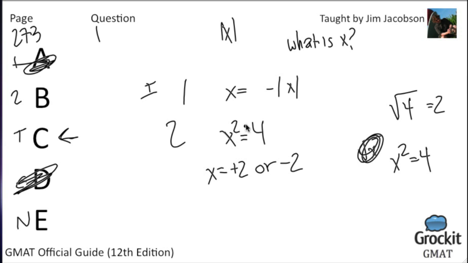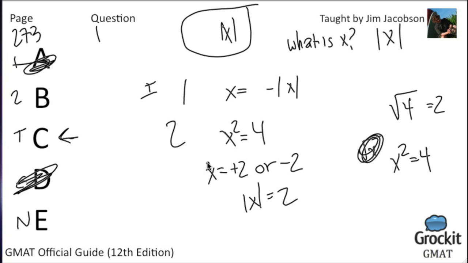Now, the original question was, what is the absolute value of x? Even though I said we need to know what x is, I suppose I should have said we also would have accepted what is the absolute value of x. Since we know what x is, 2 or negative 2, the absolute value would be the same in both cases. The absolute value of x is always a positive number because it's a distance from 0 on the number line. So the absolute value of x equals 2. So statement 2 alone is sufficient, and that means answer choice B is our friend for our first question. Let's move on.